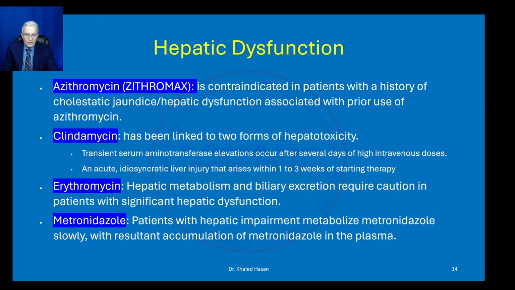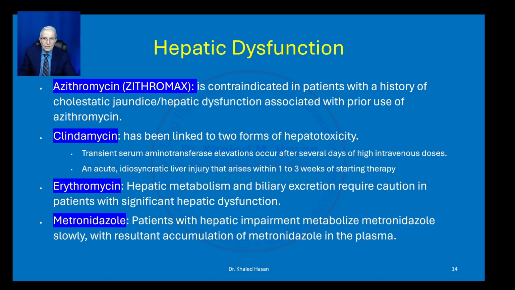Moving to the next important organ. This is a major organ responsible for drug metabolism. As you can see here, we have several medications highlighted. These medications are mainly metabolized by the liver. These medications may cause liver toxicity. If the patient suffers from liver disease, we need to adjust the dose.